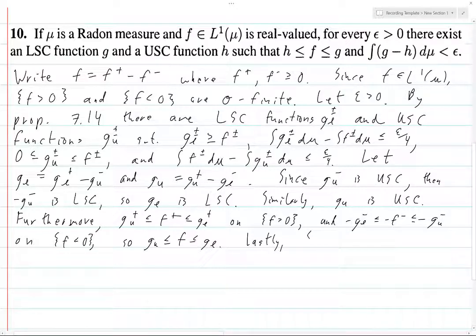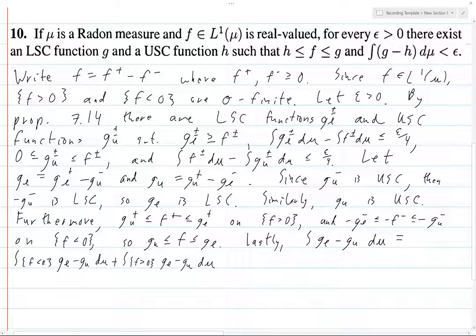So, anyways, what is the integral of GL minus GU d mu? Well, we want this to be less than epsilon, because that's what we need. But let's see what this is. This is the integral where f is negative of GL minus GU d mu plus the integral where f is positive of GL minus GU d mu. Why am I not including where f is 0? Because we're defining everything to be 0 there, and so it doesn't contribute anything to the integral.